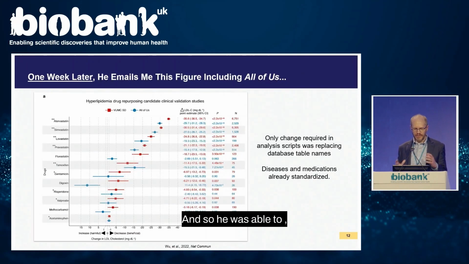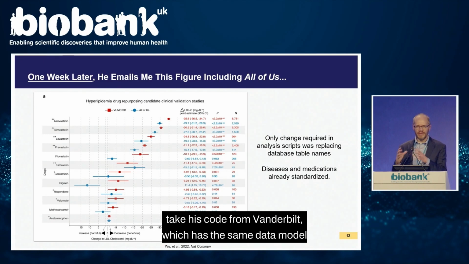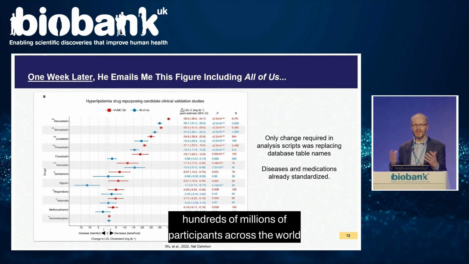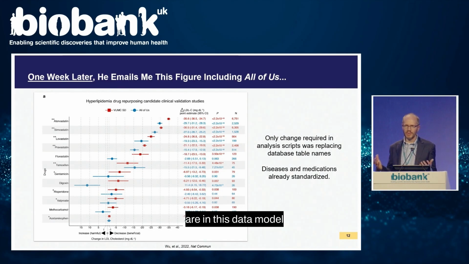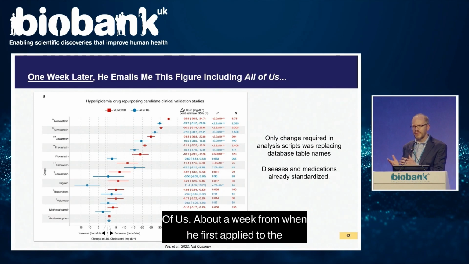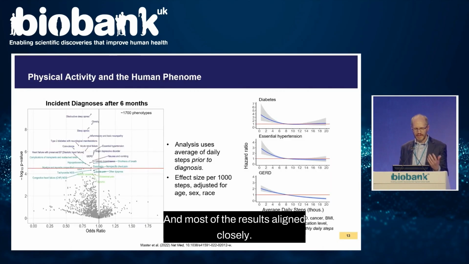He was able to take his code from Vanderbilt, which has the same data model, and hundreds of millions of participants across the world are in this data model, and replicate it in All of Us in about a week, from when he first applied to the resource to when he was able to generate a figure that looked like this, and most of the results align closely.